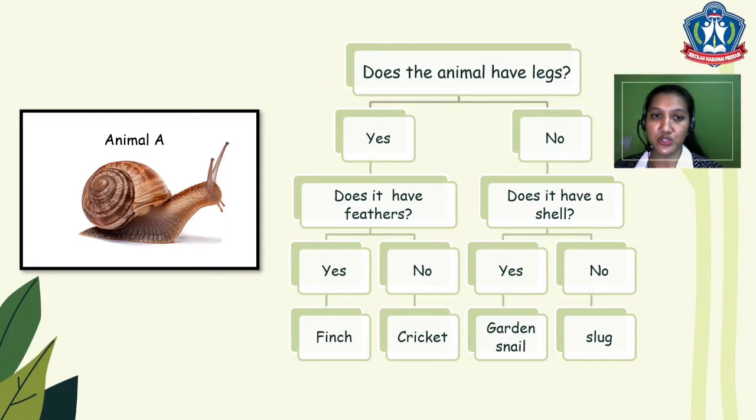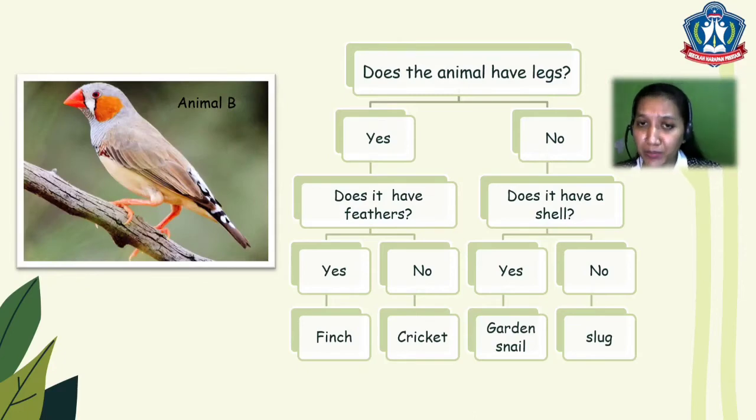Now friends, can you take a look for the picture animal A? So with the same identification key, can you identify the animal A here by answering the question in the chart? So the first one, does the animal have legs? No. Does it have a shell? Yes, so we know that the animal A here is garden snail, right?